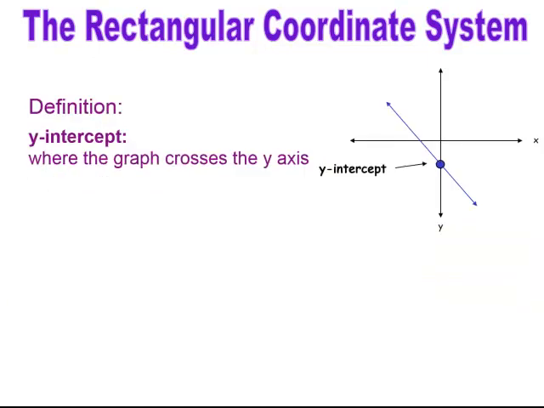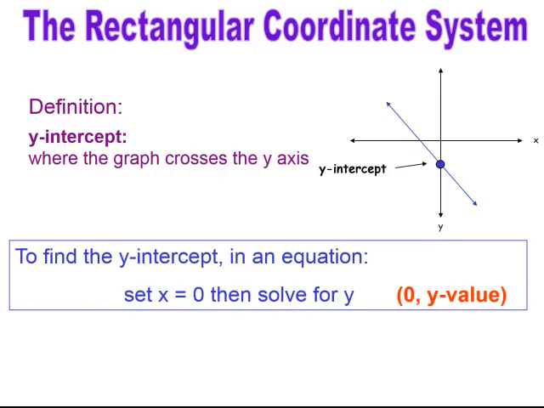The y-intercept is where the graph crosses the y-axis. If it's on the y-axis, every value of x on the y-axis is equal to 0. So when you're trying to find the y-intercept in an equation, you set x equal to 0 and solve for y. The ordered pair would have 0 in the x spot and a y value that you've found.